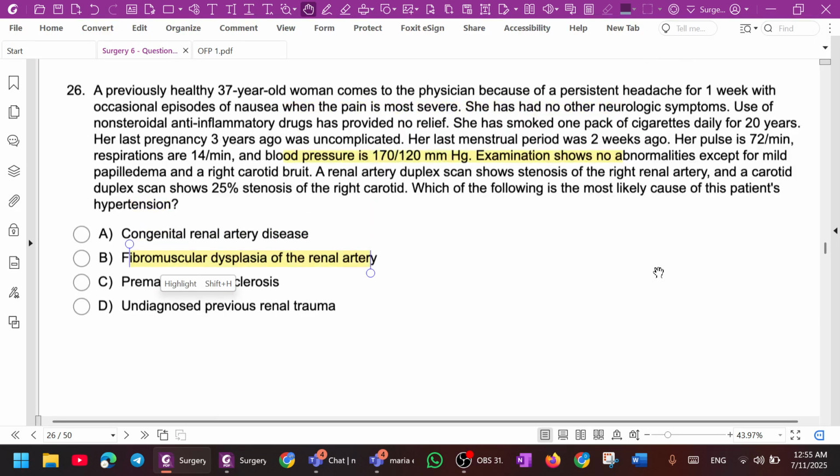Is it fibromuscular dysplasia? I think so. Yes. Fibromuscular dysplasia of the renal artery is the more common cause of renal artery stenosis in young and middle-aged women. Fibromuscular dysplasia is a non-inflammatory, non-atherosclerotic angiopathy of the medium-sized arteries, renal and carotid, that results in multifocal fibrous and muscular thickening of the arterial wall, which can lead to a bead-like appearance and resulting stenosis.